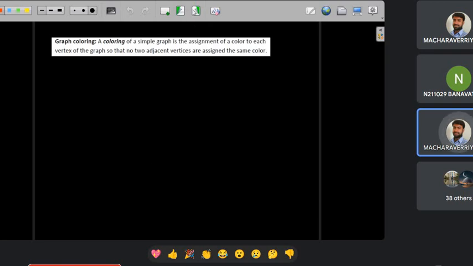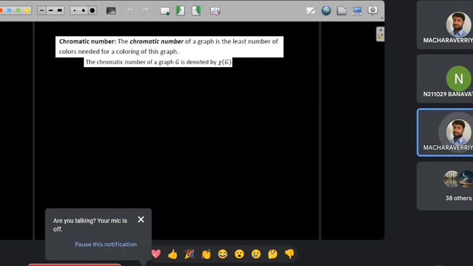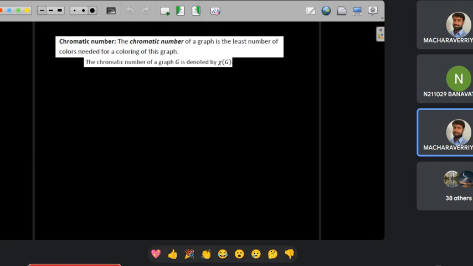Okay, so we have already seen some examples, right? Now we define a chromatic number. The minimum number of colors required for graph coloring, so the least number of colors needed for coloring of a graph. We are going to denote that with chi of G. So chromatic number is denoted with chi of G.